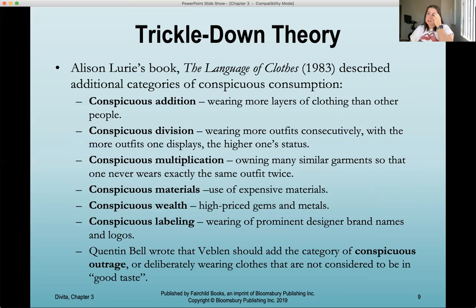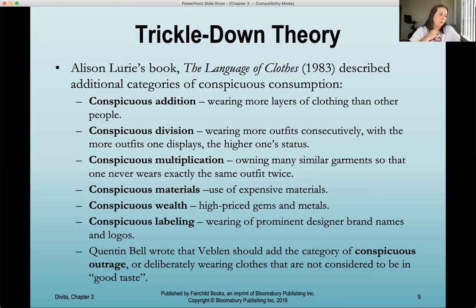In the language of clothes from 1983, there's additional categories that are part of conspicuous consumption now. First is conspicuous addition, so wearing layers of clothing other than other people. So wearing multiple layers, showing that you have the money to purchase multiple items. Conspicuous division, so wearing more outfits consecutively. The more outfits one displays, the higher one's status. So, wearing your gym outfit in the morning, changing out for lunch, and then changing out for a dinner gala, right? Having the option of multiple outfits to display essentially shows off your status.